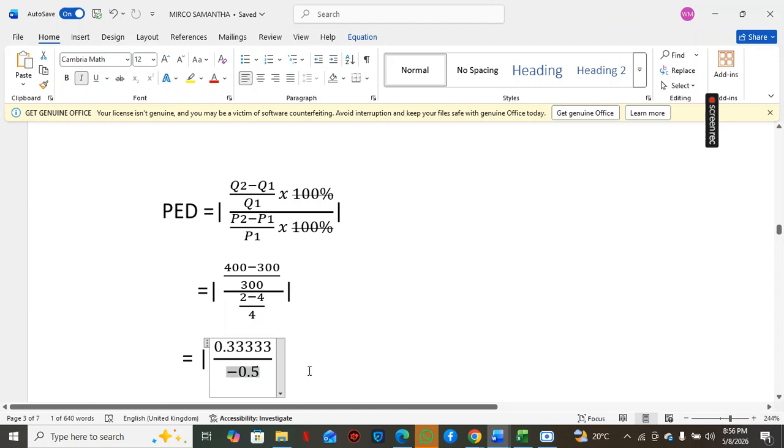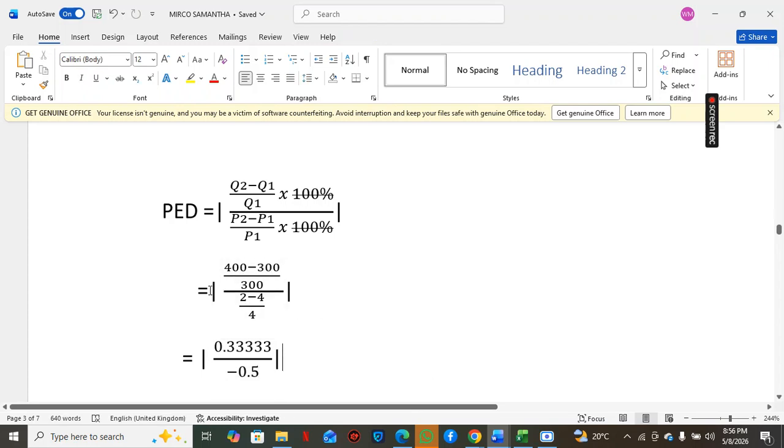Okay. Price has dropped by 50%, and the quantity demanded has increased by 33%. That's what's happening here. Price dropped by 50%, and quantity demanded has dropped by 33%.